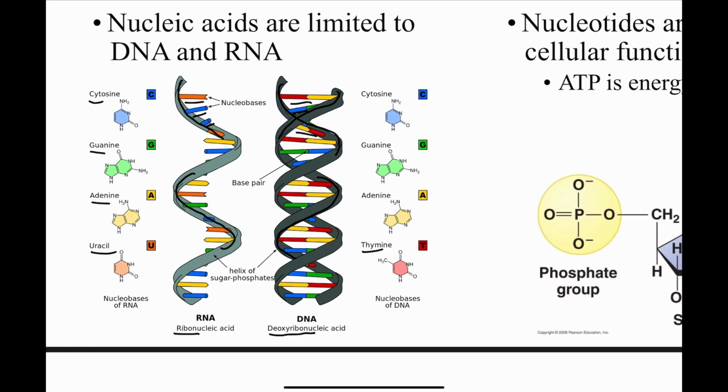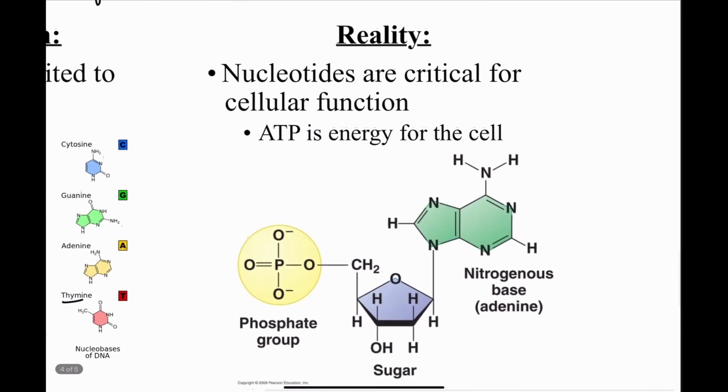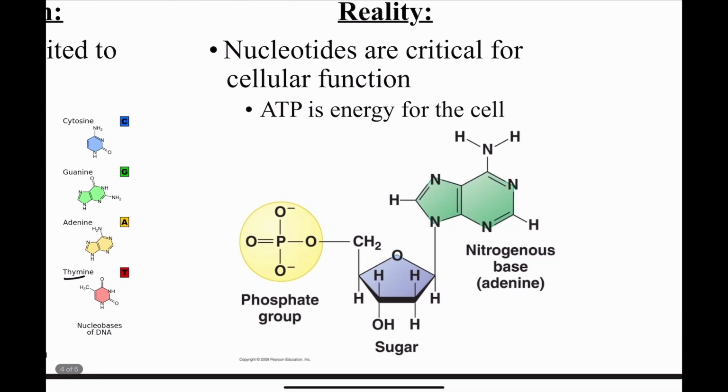But in reality, our nucleic acids are about more than just our DNA and RNA. We have a lot of very important nucleotides, which include ATP, which is adenosine triphosphate, and many others, such as cyclic adenosine monophosphate or cAMP. And there are so many important nucleotides. These nucleotides, specifically ATP and cAMP, play very important roles in cellular function.